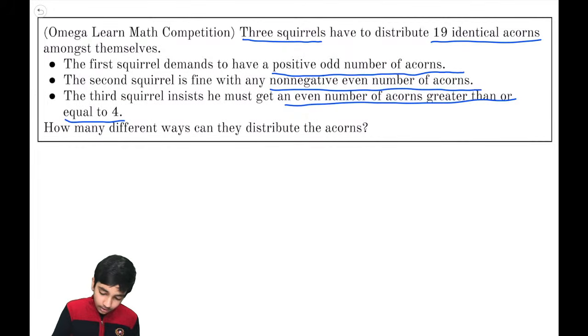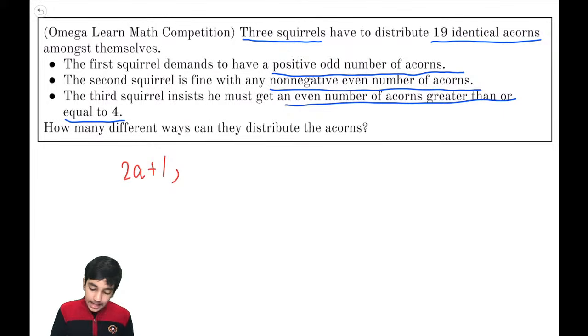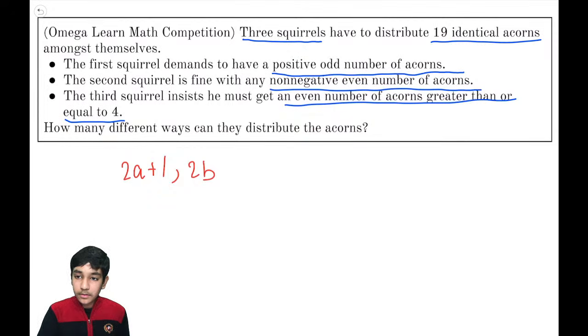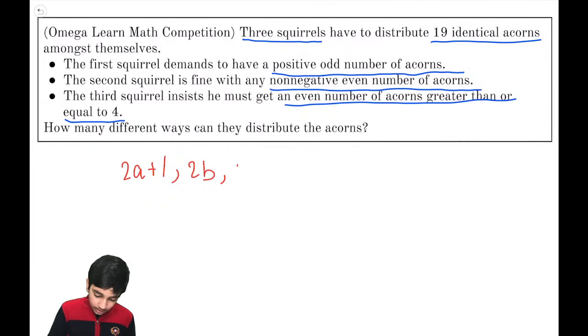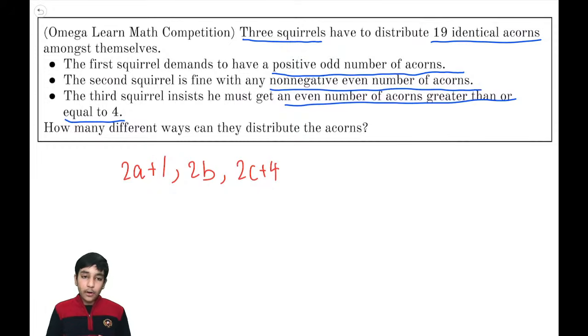So basically, the first squirrel has a positive odd number, so it can be represented in the form 2a plus 1. The second squirrel has any non-negative even number, so it's going to be of the form 2b, let's say. And this last one is going to be 2c plus 4, where a, b, and c can be 0 or more. Positive odd means it can be 1, 3, 5, 7, etc., so it can be expressed in the form 2a plus 1. Non-negative even is just 2 times some number that's 0 or more. And even 4 or more is just 2c plus 4.